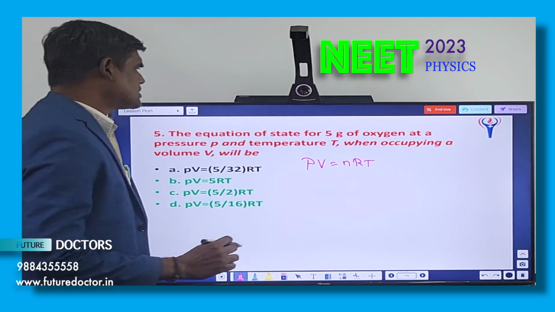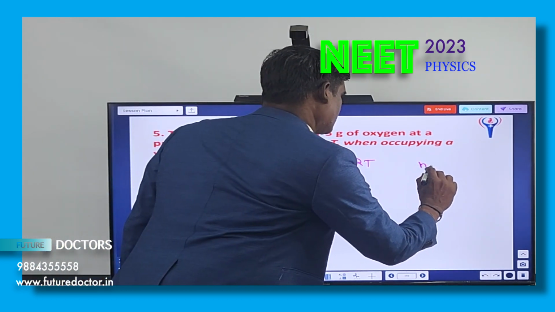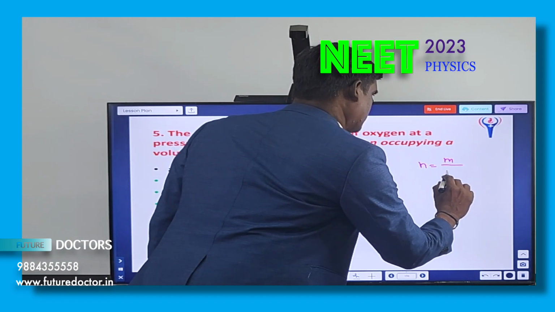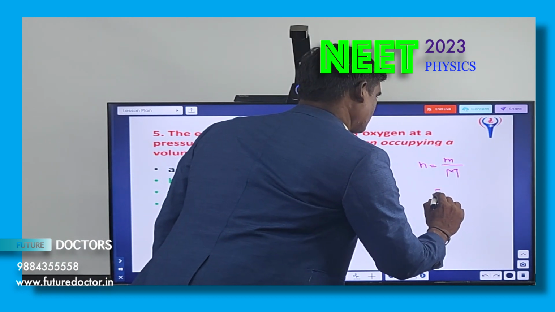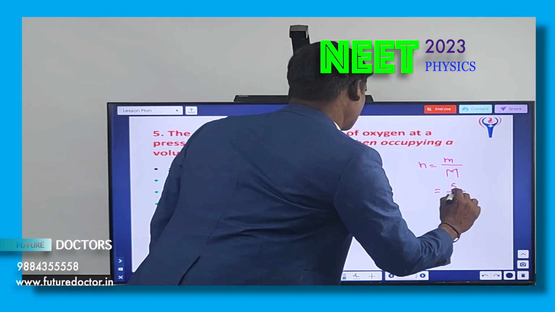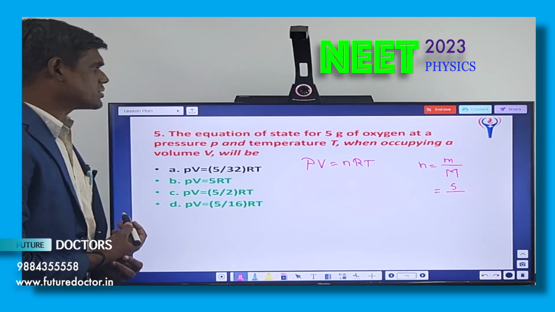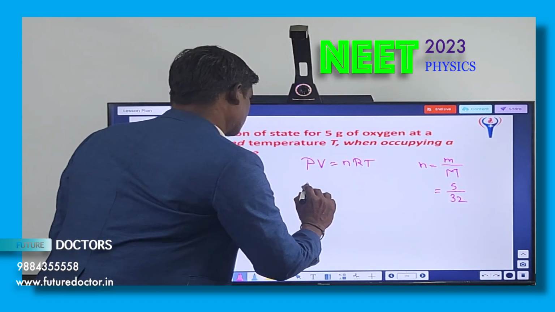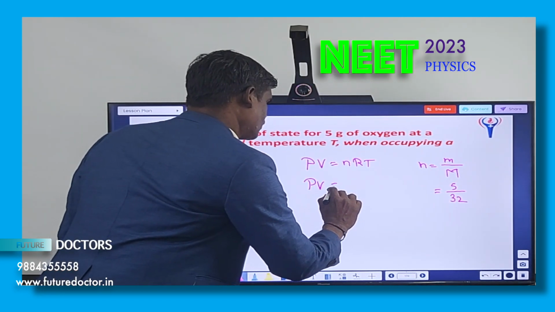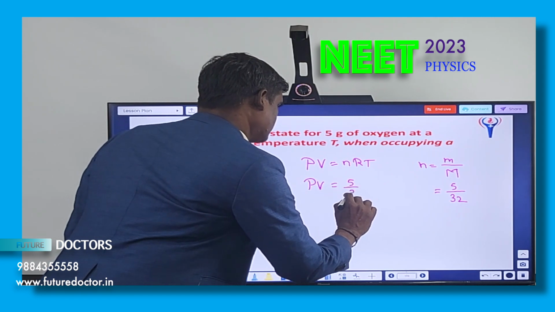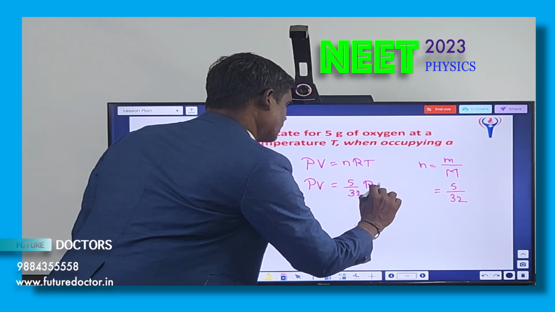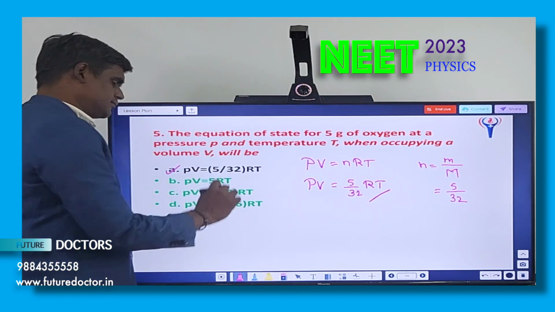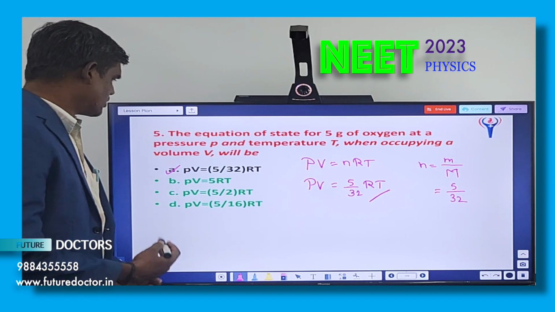And n equals mass divided by molecular mass. That is 5 gram divided by the molecular mass, which for oxygen is 32. So 5 by 32. Substitute this here: PV equals 5 by 32 RT. That is option A. Option A is the correct answer.